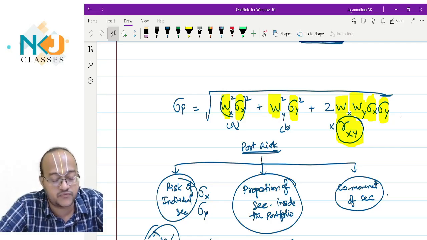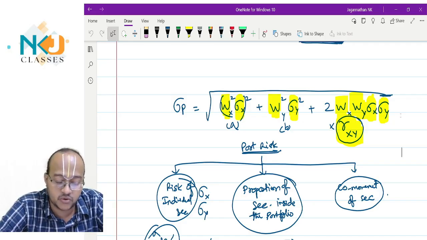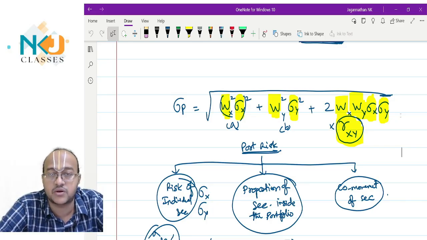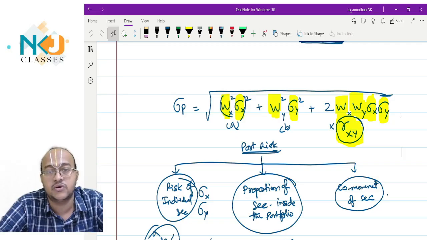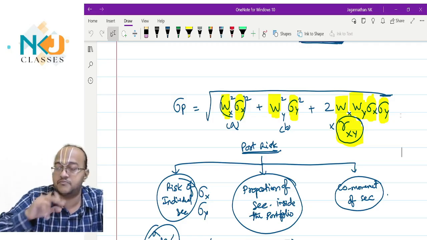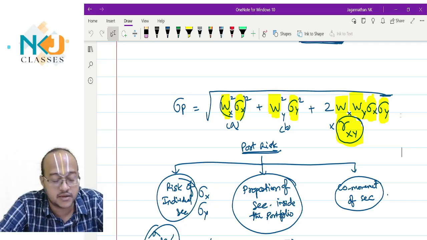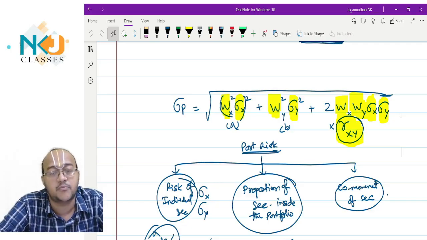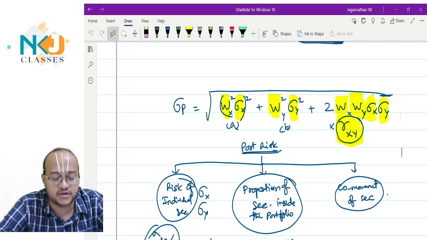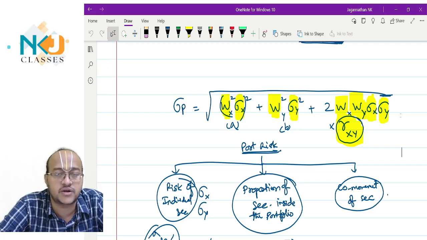Square root of w1 square sigma x square plus w2 square sigma y square plus 2 into w1 w2 sigma x sigma y into r xy, which means r xy is the correlation of x and y. If you take the square root of this whole thing, you will get sigma portfolio, which means the risk of the portfolio, correct? Then we started discussing that portfolio risk is not the risk of individual securities.